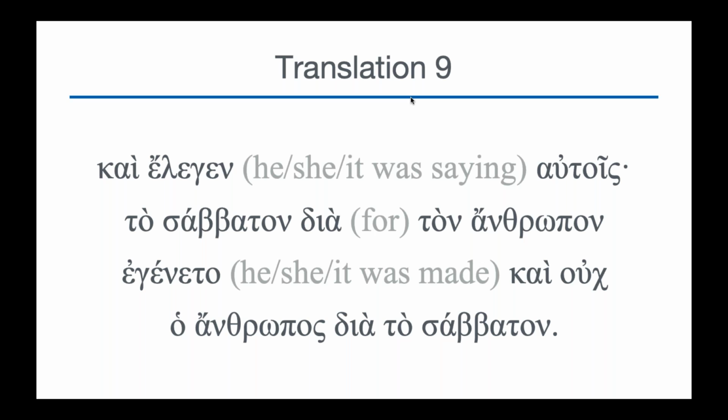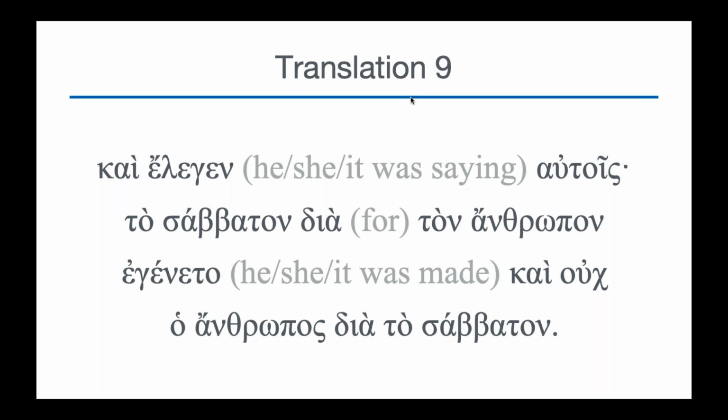Okay, Kai elegin autois ta sabaton dia ton anthropon. Agenata kai uk ha anthropos dia ta sabaton. All right, so we've got our first part. Kai elegin is and he, she, or it was saying. It's probably gonna be a he. Yeah, so this is Jesus talking. And he was saying to them. Autois is gonna be to them because it's dative. Everybody see that? Ta sabbaton, the Sabbath. It's not on the Sabbath, it's just the Sabbath. And dia gives us for. For the man.